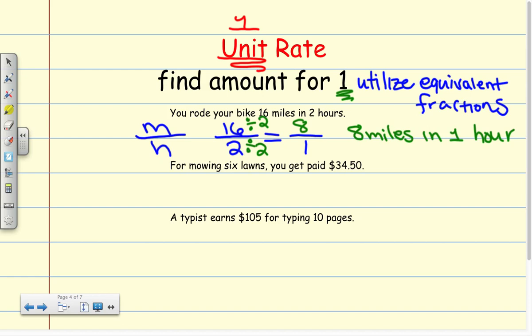For mowing 6 lawns, you get $34.50. I want to know my unit rate. Unit means one. How much did I get for each lawn that I mowed? Okay? So I know that, and usually I always do this. Anytime I'm dealing with money, I put money on the top. So I do money per lawn. Money over lawn. So I get $34.50 for 6 lawns.